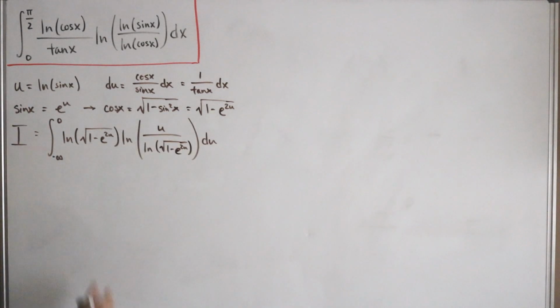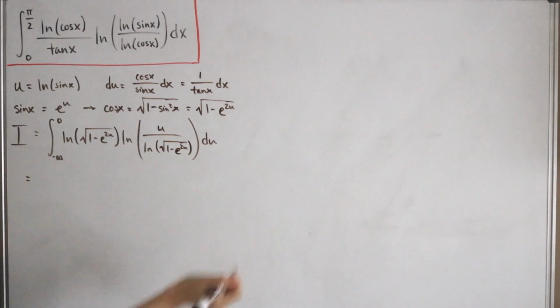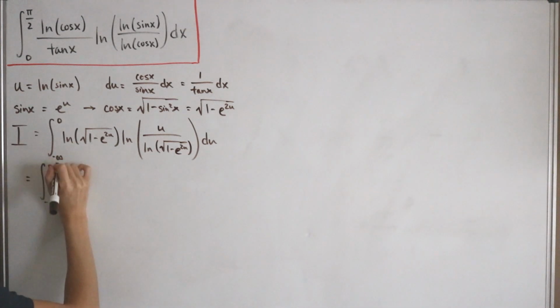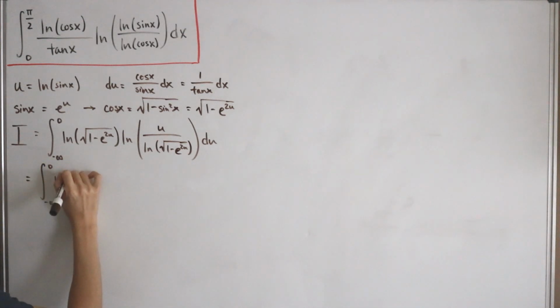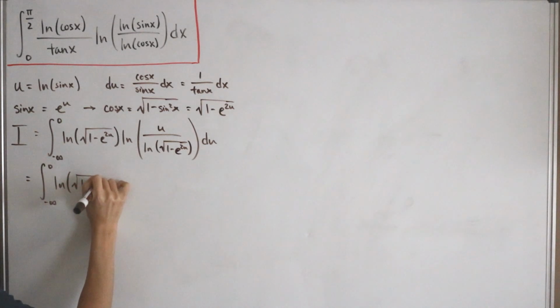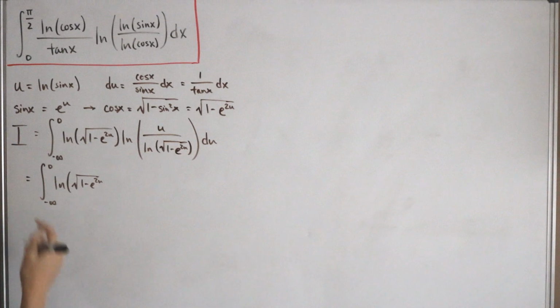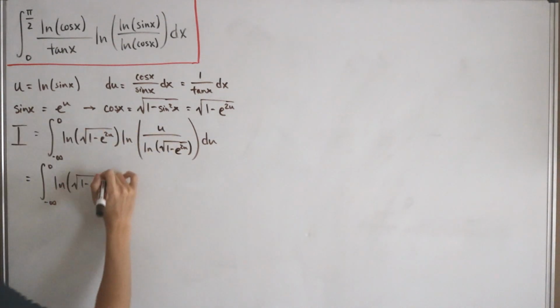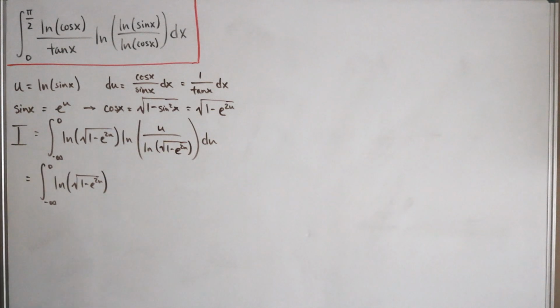Now let's simplify even further, applying some natural log properties. We still have our integral from negative infinity to 0. I have the natural log of the square root of 1 subtract e to the power 2u. I know we can simplify that out, but the main thing is that we want to simplify this even further, and then we can proceed a little further with the natural log properties of that simplification.